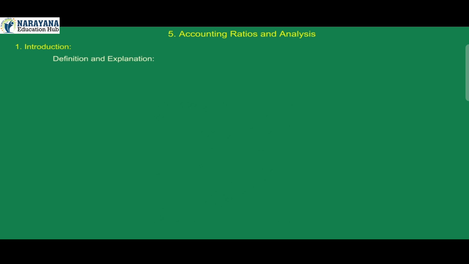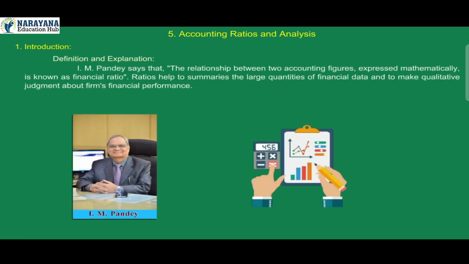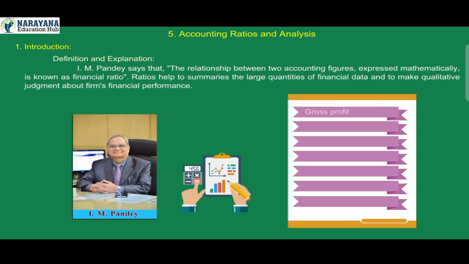Definition and explanation. I. M. Pandey says that the relationship between two accounting figures expressed mathematically is known as a financial ratio. Ratios help to summarize large quantities of financial data and to make quantitative judgments about the firm's financial performance. Financial statements show accounting statistics such as gross profit, net profit, sales, equity share capital, equity shareholders' funds, current liabilities, current assets, etc., which are included as components of financial statements.